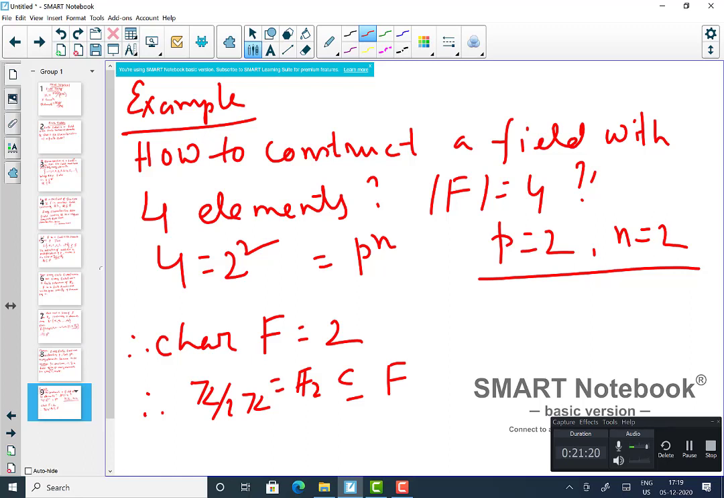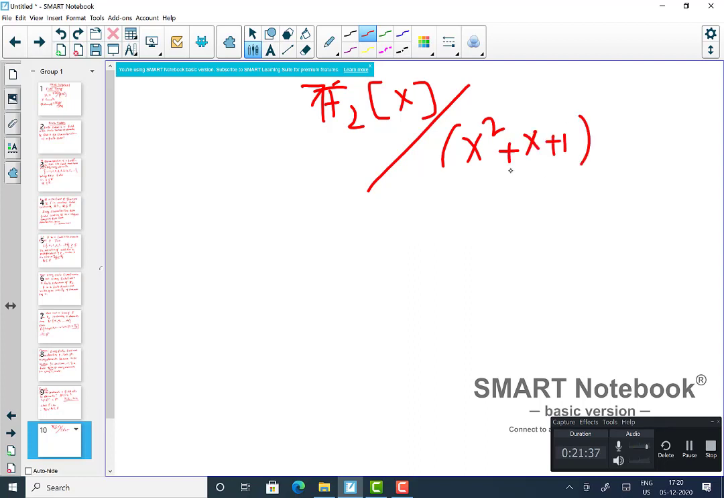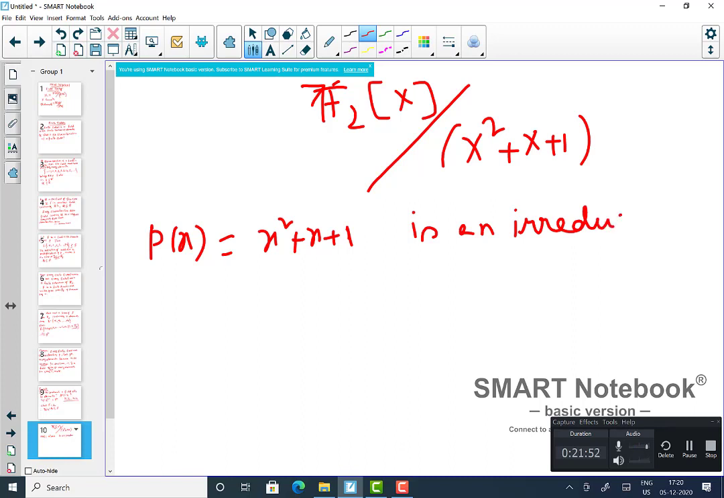And then how to find the extension? The similar technique that we did last time. So we start with F_2[x], the polynomial ring over F_2, and then we need to quotient out by a polynomial. So let me just quotient out by this polynomial and check. Okay, I'm taking p(x) equal to x square plus x plus 1. So note that this is an irreducible polynomial over F_2.